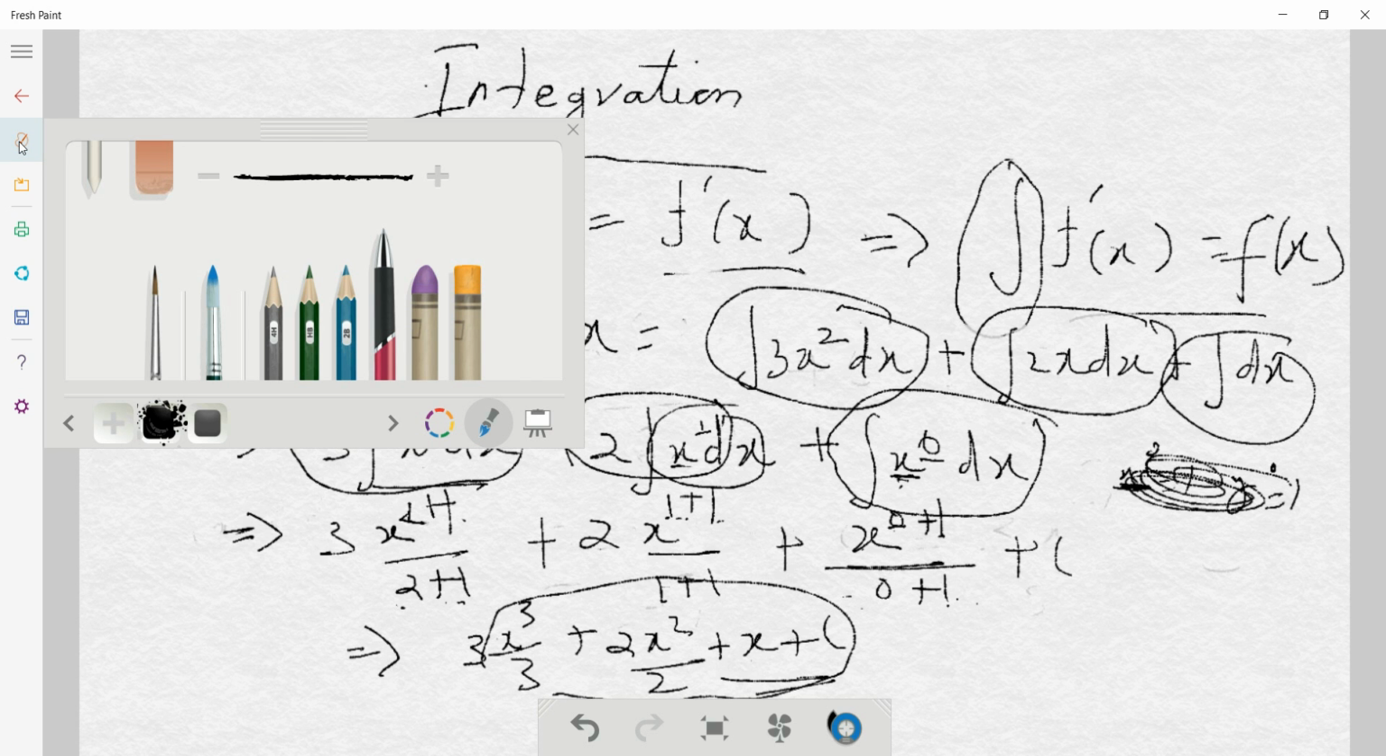Then we're going to do a little bit more complex example. We're going to do one with the log.